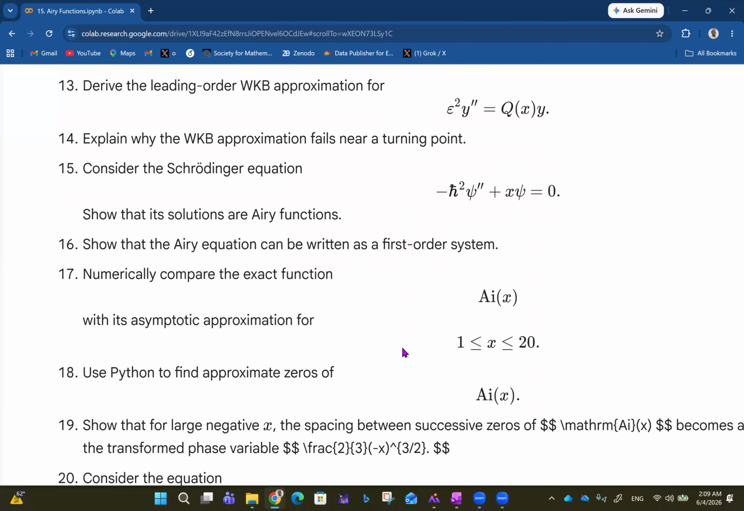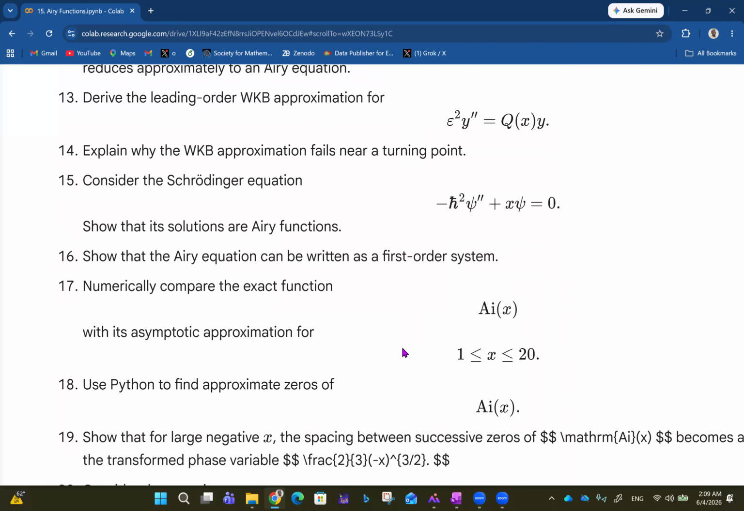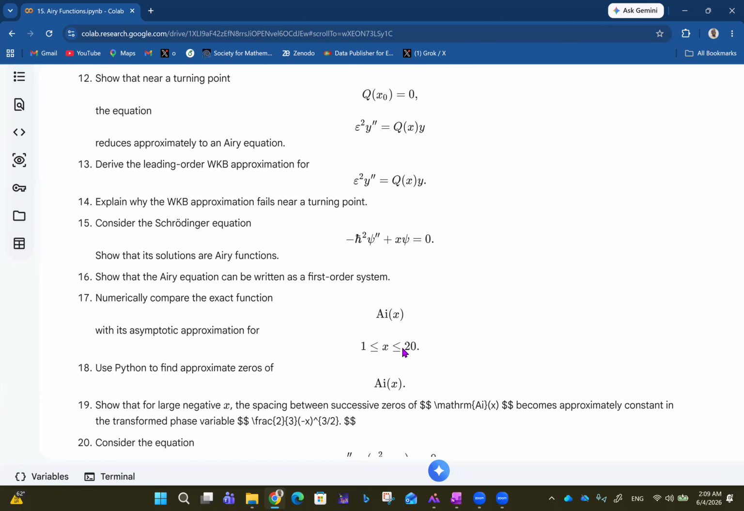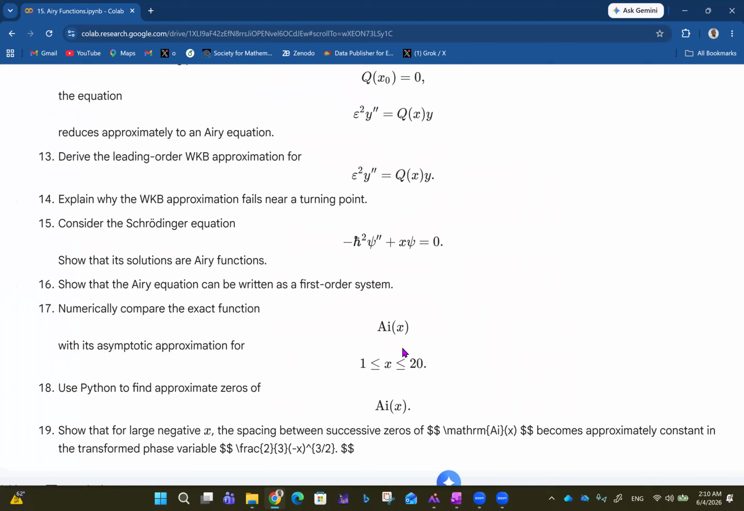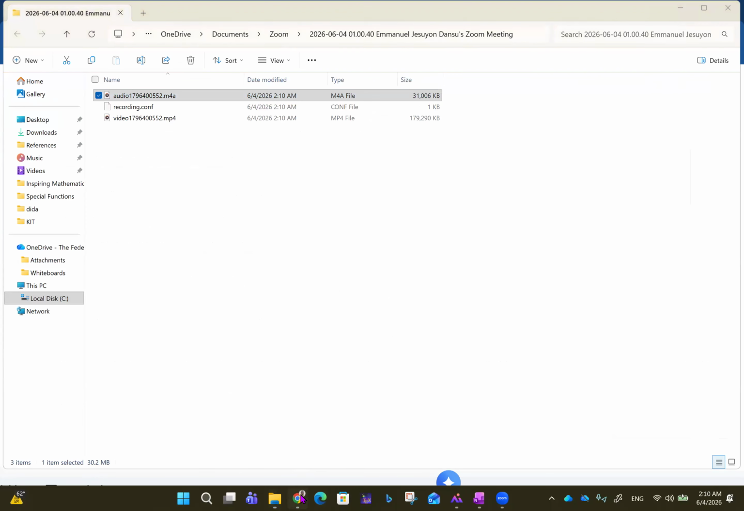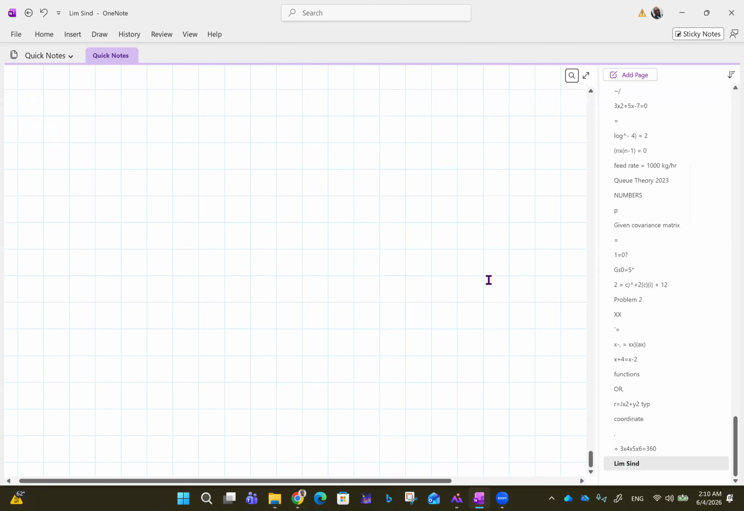Then you have 13 to 19, and of course 20. So let's take the two problems we have to solve and see how we go.